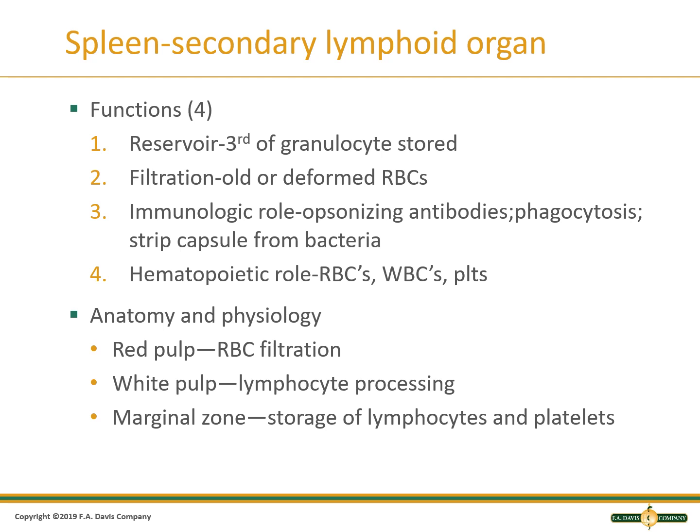When it comes to the anatomy and physiology of the spleen, you have different sections of the spleen. You have the red pulp, whose main job is the red blood cell filtration, white pulp, where the lymphocytes are processed, and then you have the marginal zone, which is where the storage of the lymphocytes and platelets occur.